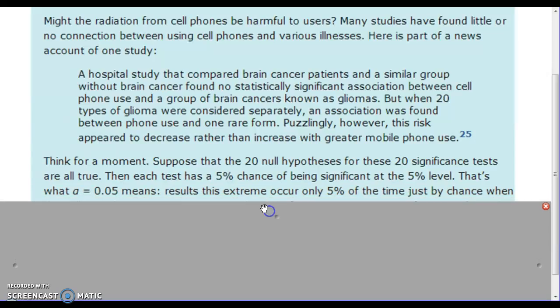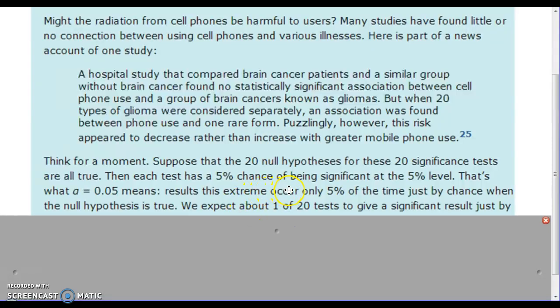So let's think about that for a moment. Suppose that the 20 null hypotheses for these 20 significance tests are all true. So basically there are 20 different types of glioma and we run a separate significance test for each of them. And let's say the null hypotheses for all of them are true. That means that there is no significant difference. Each test, though, has a 5% chance of finding significance at the 5% level. That's what alpha equals 0.05 means. That would be a type 1 error. There's a 5% chance of making a type 1 error.